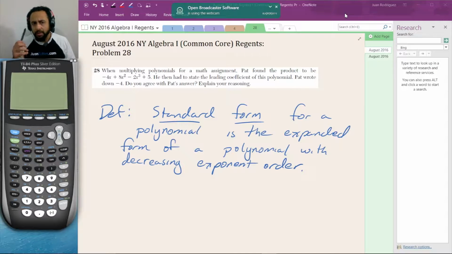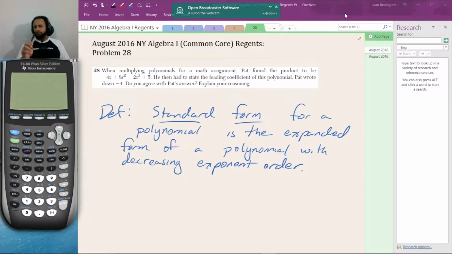So here's the problem. When multiplying polynomials for a math assignment, Pat found the product to be negative 4x plus 8x squared minus 2x cubed plus 5. He then had to state the leading coefficient for this polynomial. Pat wrote down negative 4. Do you agree with Pat's answer? Explain your reasoning. Definitely pause this.